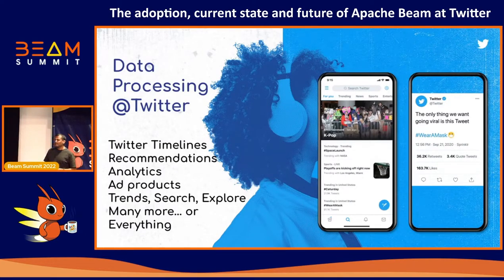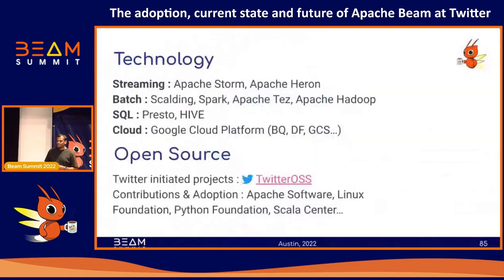There are also similar features for advertisers, and there are more features around trends, search, explore. The reason why I'm saying all this is to say that all these products are either directly or indirectly dependent on data processing requirements. So pretty much you take any product on Twitter, they need some kind of data processing. And as a data platform, we support various different kinds of tools and services to satisfy those needs.